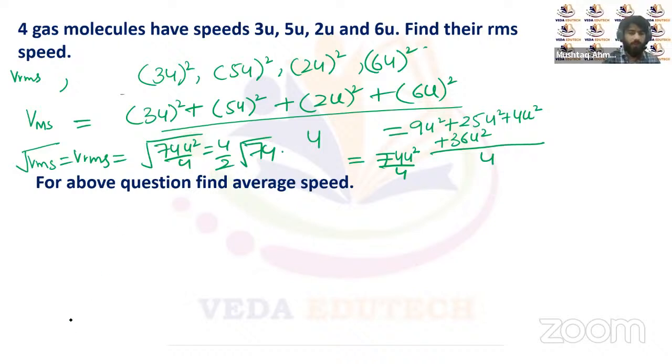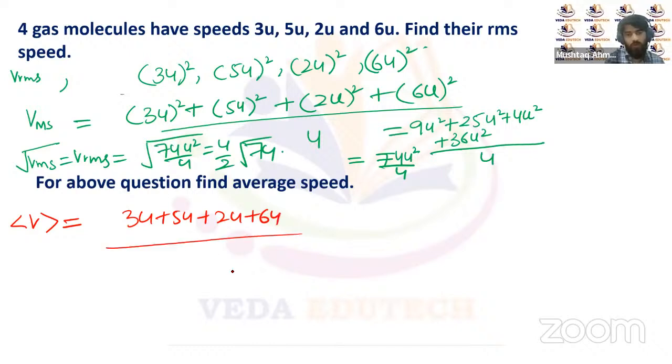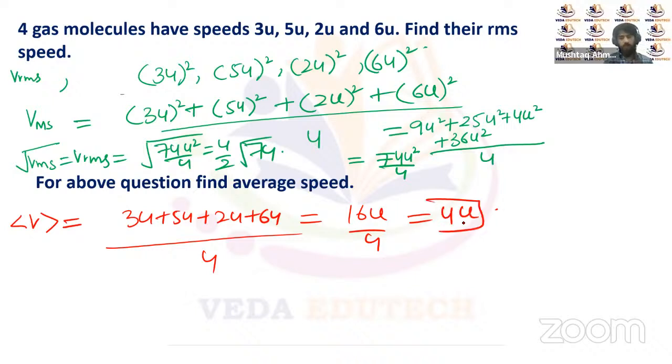This is the VRMS value. Now for the same question, if we have to calculate the average speed, it will be 3u plus 5u plus 2u plus 6u upon 4. That is 8, 11, and 5 is 16, so 16u upon 4, which equals 4u. So this will be the average speed. You can see here that the average speed is different from the root mean square speed.